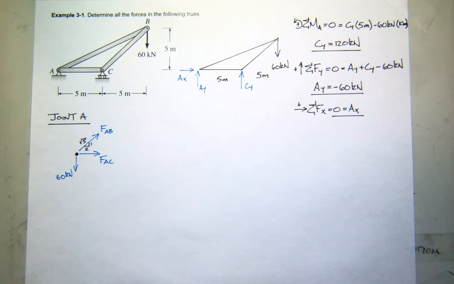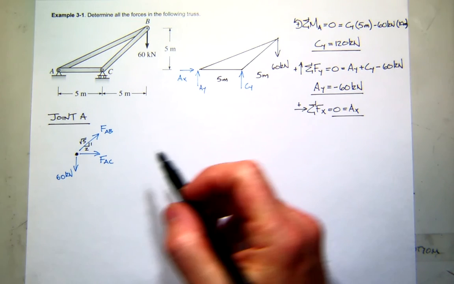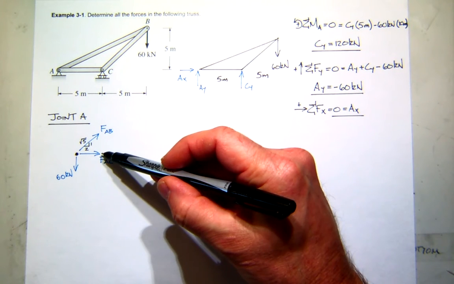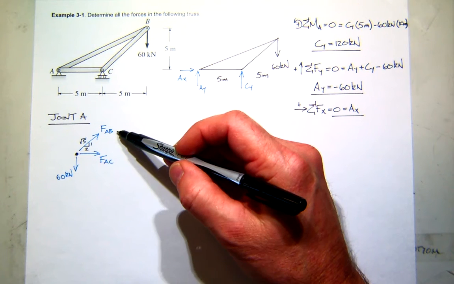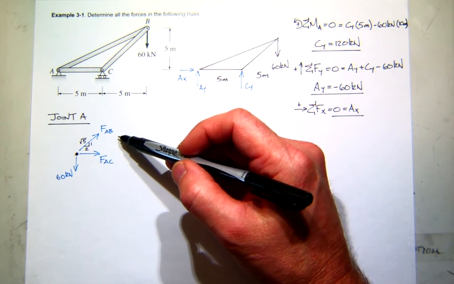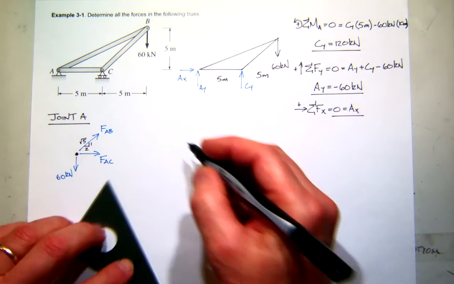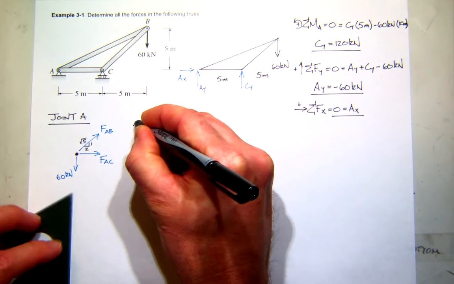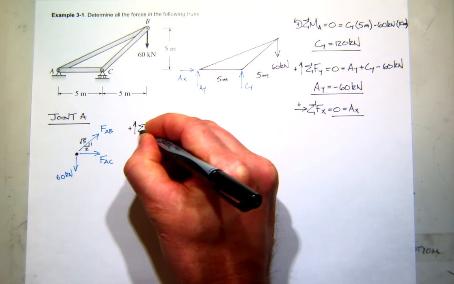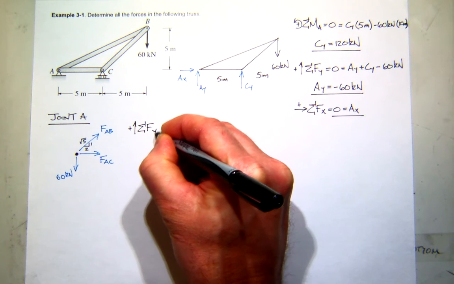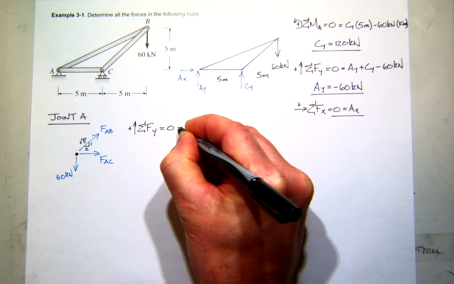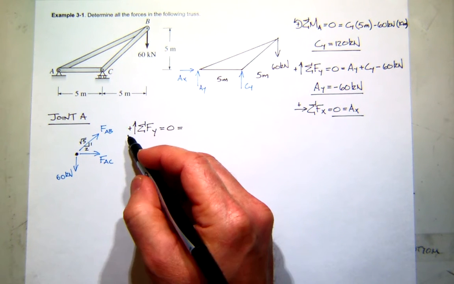Should I sum forces in the X or Y first? Which one should I do first? Y. Yeah, Y. If I do X, I'm going to have both forces, so I'll have one equation and two unknowns. Not a good place to start. So if I do Y first, I should get one equation and a single unknown. So let's do that. I'll sum forces in the Y direction. Make sure it's in equilibrium. I'm assuming up is positive.